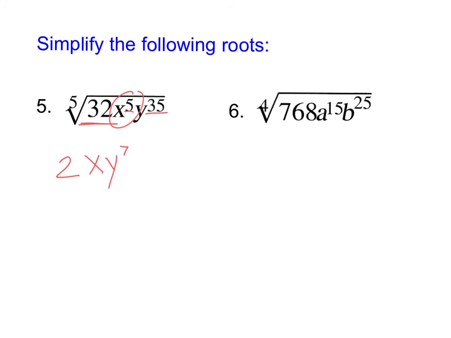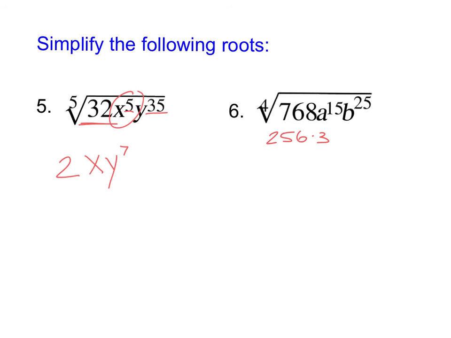Ooh, 768. Let's see. 768 divided by 2, 384. That's not helpful. That's not a nice number. Let's see. Try to divide by 3. So this is 256 times 3.